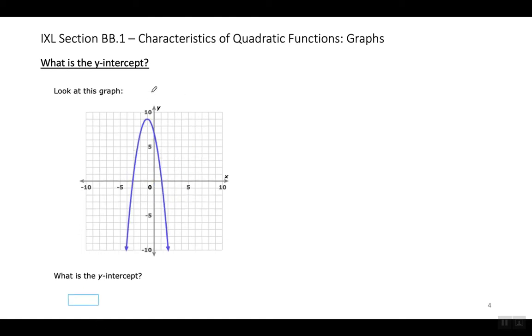In this graph, what is the y-intercept? The y-intercept is this number right here where the line crosses the y-axis. So the y-intercept would be 7.